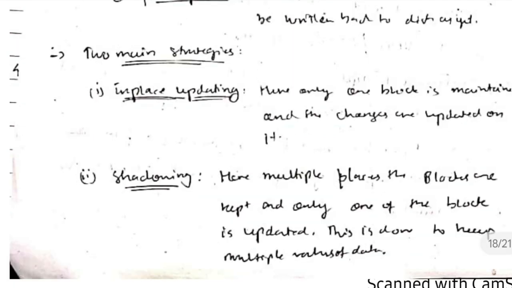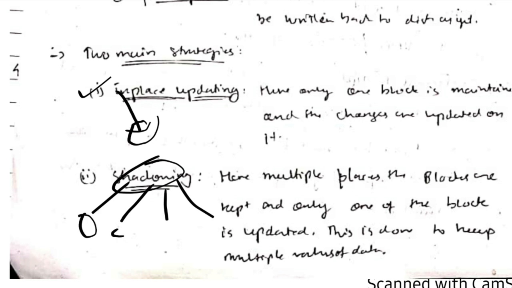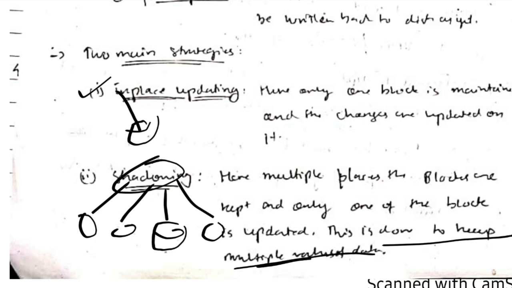Okay, and there are two main strategies for it. The first one is in-place updating. That means wherever the data is, only the change will happen there. The second is shadowing. That means the same thing will be stored in multiple places, meaning a copy of the data will be stored and one of them will be updated. This is done to keep multiple values of data in different places.